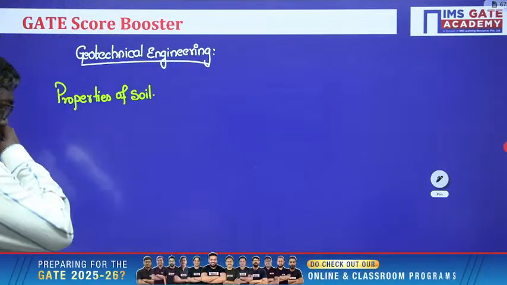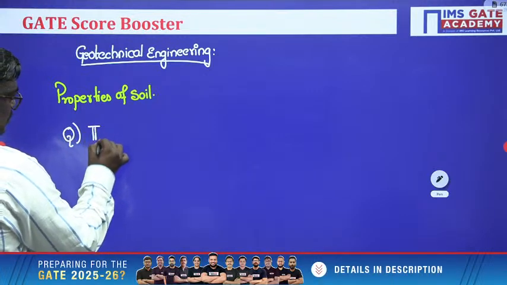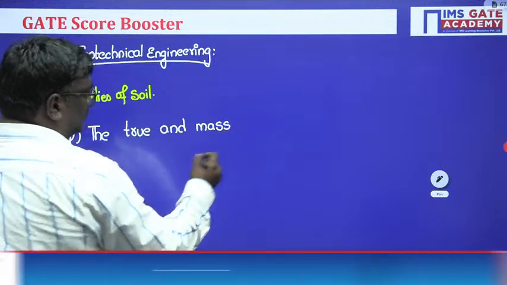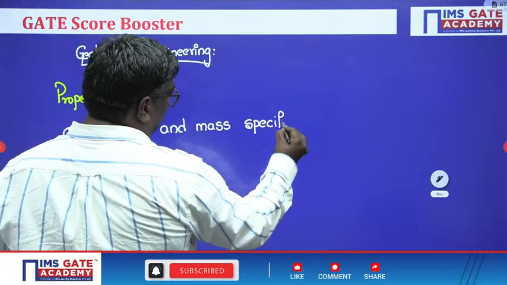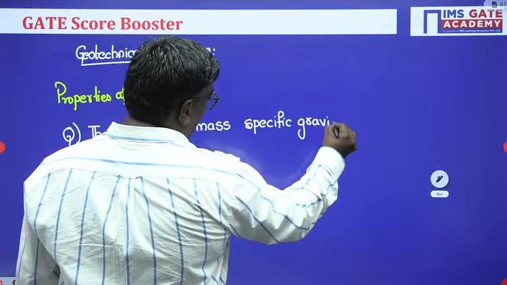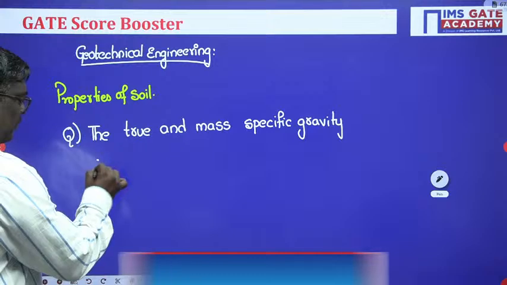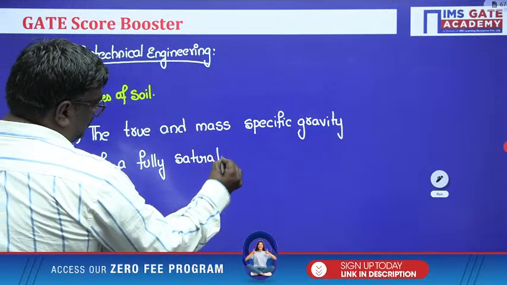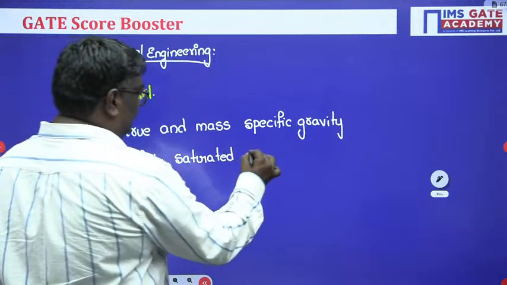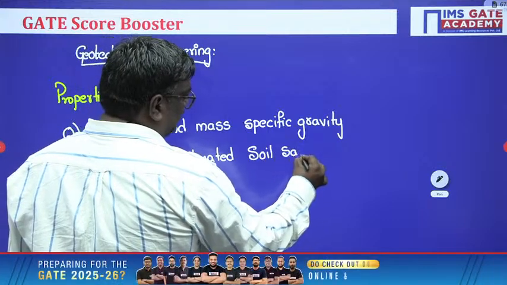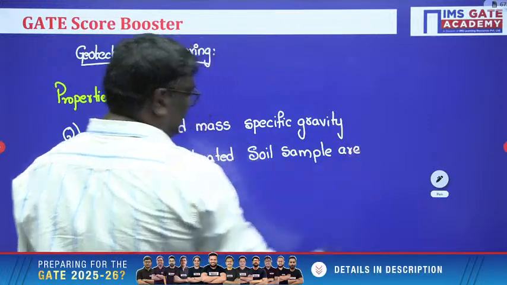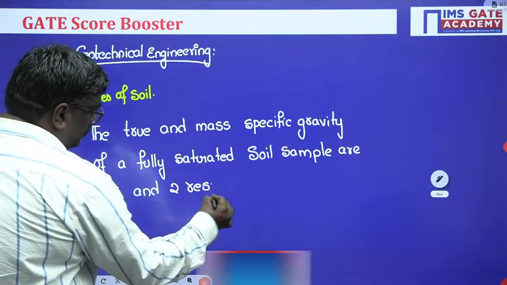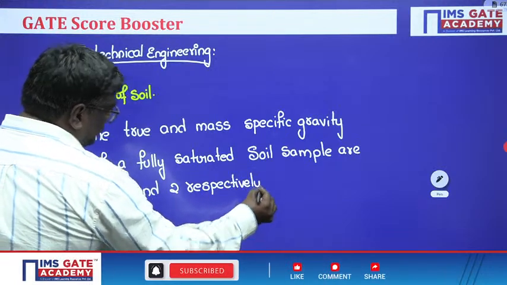See, there can be a question like this. The true and mass specific gravity of a fully saturated soil sample are 2.7 and 2 respectively.